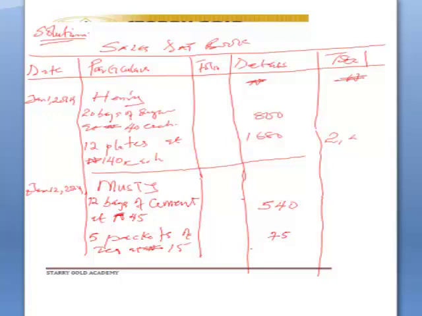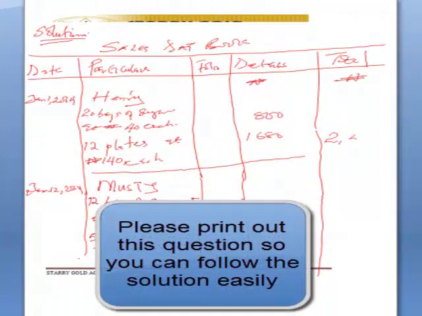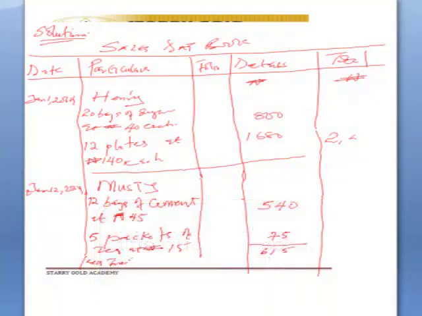If you total this, our total here is 615. Then less trade discount. Our trade discount is 10%. So in a bracket, 10% of 615. The 10% of 615 is going to be 62 approximately. So when we less that, we are going to have 553.